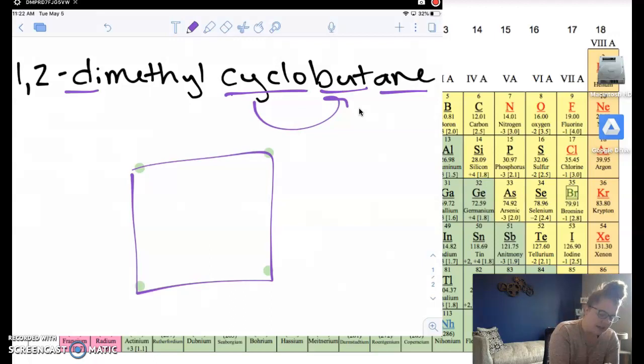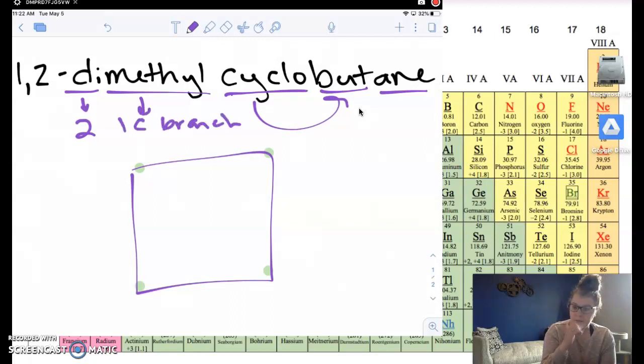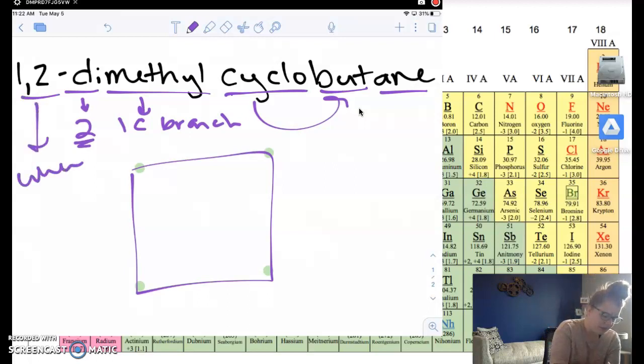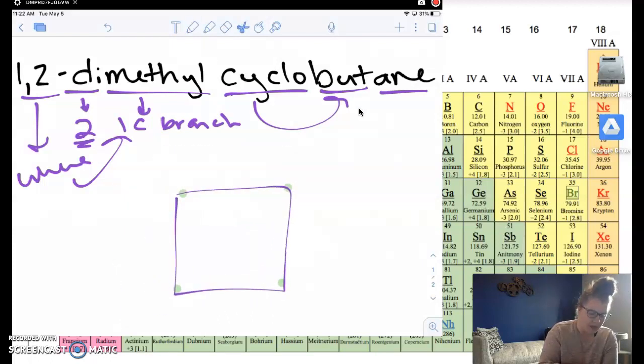So the first thing I see is di, and I remember that di means 2. Methyl, if you remember, are those 1 carbon branches. So they're 1 carbon long and they're branches coming out of them. And since it's dimethyl, there must be 2 of them. So I'm going to draw 2 1 carbon branches somewhere. The question is where, and the answer is always found in these numbers here. So the numbers always tell you where you're going to put this thing. And so if I'm drawing 2 1 carbon branches, I'm drawing them on the first and second carbon.